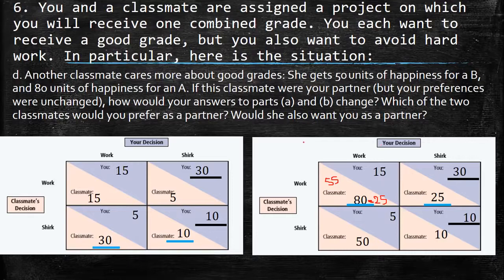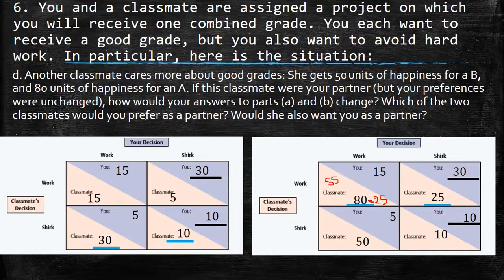So then, which of the two classmates would you prefer as a partner? Obviously, I prefer the person who is more interested in the grades, because I will receive 30 instead of 10. It doesn't matter if I'm not going to make any effort like the previous one, but I'll receive more because the other person puts in more effort, and we will get a B instead of a D in the Nash equilibrium.